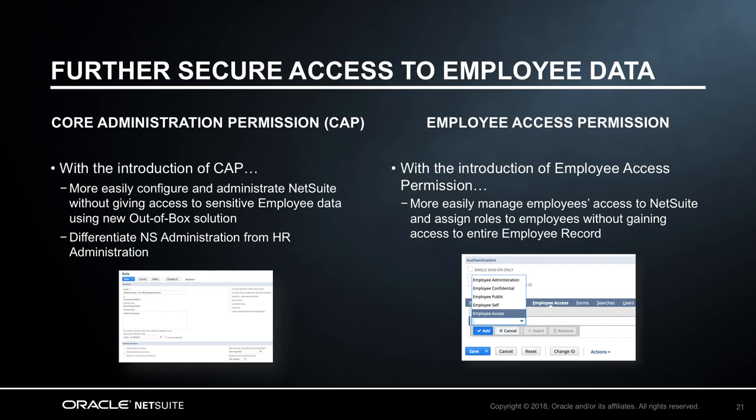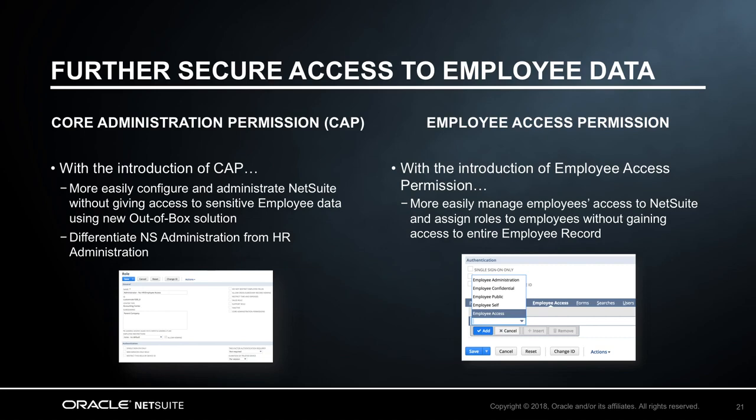It's now easier to manage employees' NetSuite system access and assign roles to employees. This means that any role with this permission will be able to manage system access for employees without also needing to access their entire employee record and all the sensitive information within. This new permission, called the Employee Access Permission, can be enabled via the role page as a line item on the Employee Access tab.